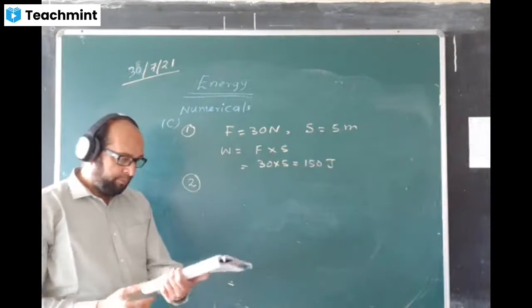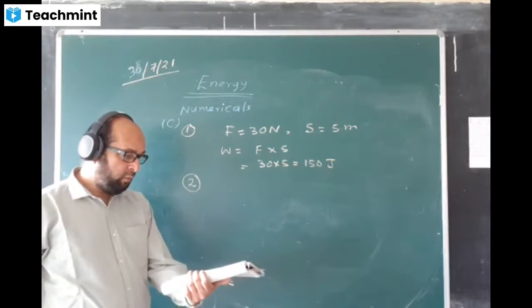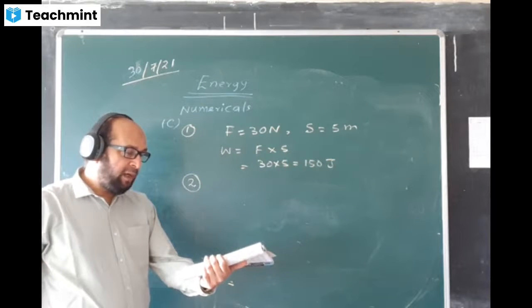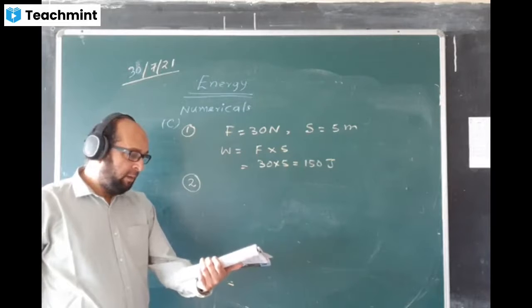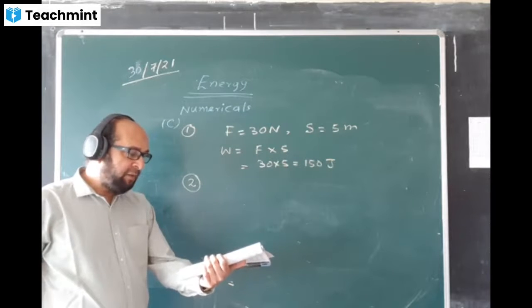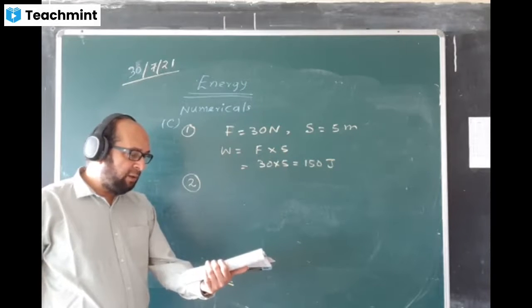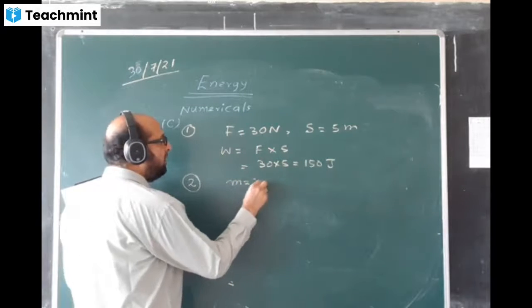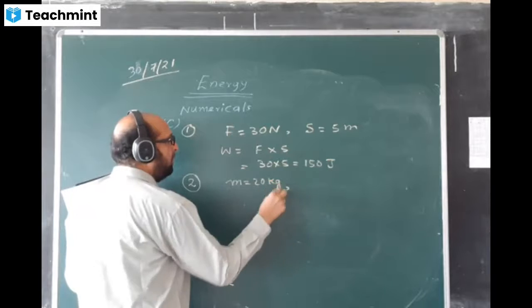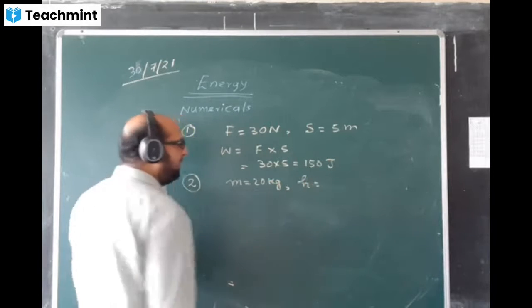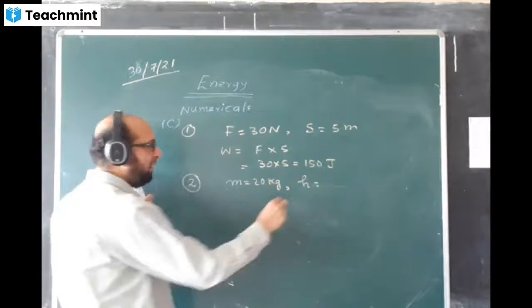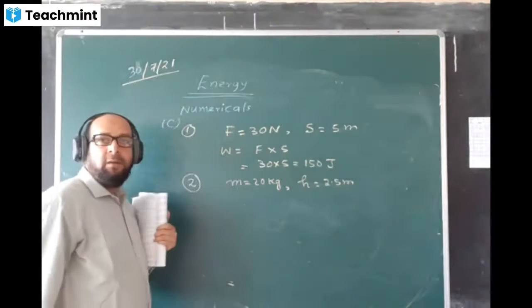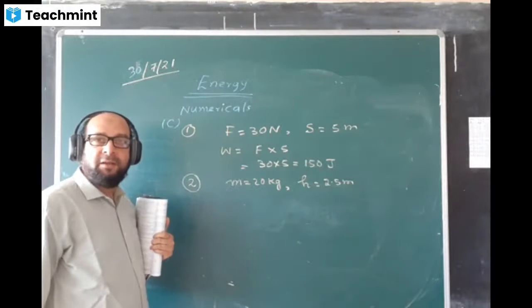Question number 2. A man lifts a mass of 20 kg to a height of 2.5 meters. Assuming that the force of gravity on 1 kg mass is 10 newton, find the work done by the man. Mass is given as 20 kg. Height is given as 2.5 meters. And the force on 1 kg mass is given as 10 newton.